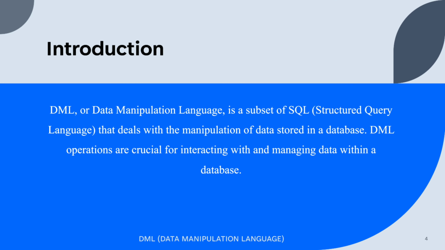DML. What does that mean? By the name we could understand it is something related to manipulation of data. Now manipulation of data. What does manipulation over here mean? Data manipulation is the process of changing, organizing or managing data to make it more readable and useful by using insert, update, delete commands.